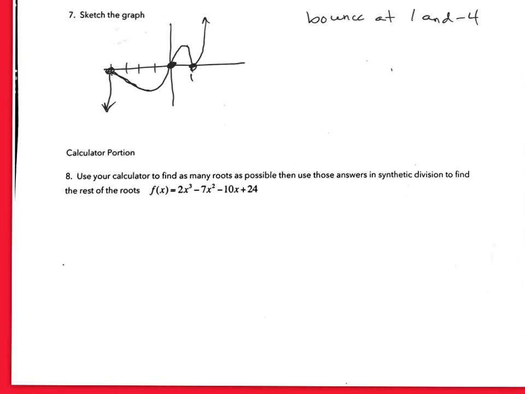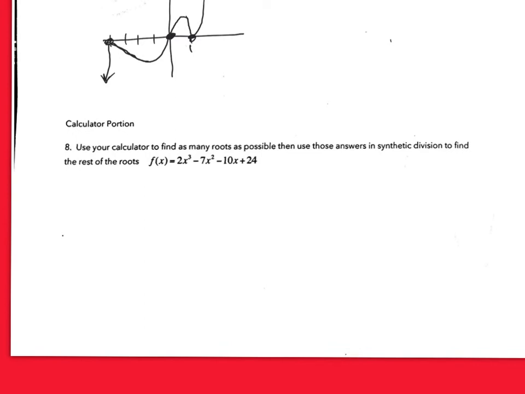Then the rest of this, you'll have your calculator for. In fact, the very first question, you'll have to have a calculator in order to do it, because it says directly, use your calculator to find as many roots as possible. So you go to y equals, type that in, then you go to the table, and then on the table, you look for where y equals 0. As many places as you can find.